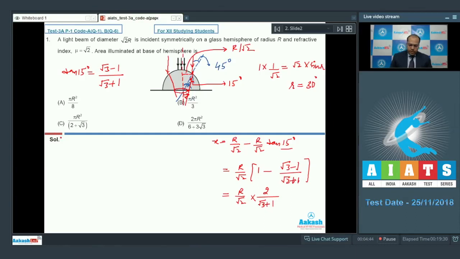So the area illuminated at the base of the hemisphere is pi into x square. If I substitute the data, it comes out to be pi r square divided by 2 plus root 3. So option C is the correct answer. So the correct answer for question number 1 is option C. Let's move to question number 2.